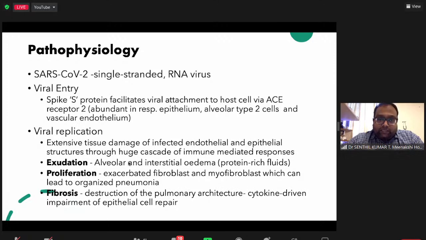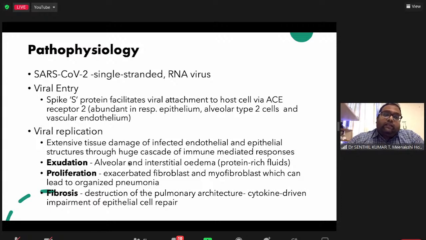The abundance of these receptors in these two types, that is vascular endothelium and respiratory epithelium, is what makes COVID ARDS notorious and difficult to manage. Because of this virus replication, there is extensive tissue damage in the infected endothelial or epithelial cells, and this damage is caused by a cascade of inflammatory and immune-mediated responses.